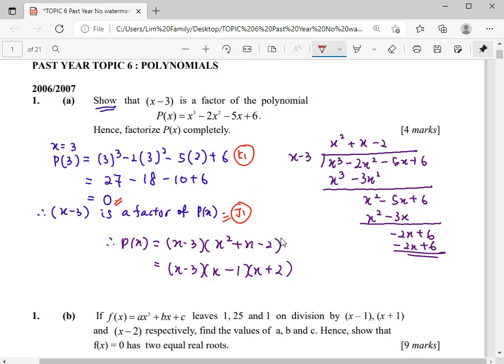You can notice that every time we want to factorize completely, we need long division. Then only can we get our factors. So I have to write this clearly. So this is 3, yeah? Yes, write it clearly. Yeah, correct. So this one is 15.